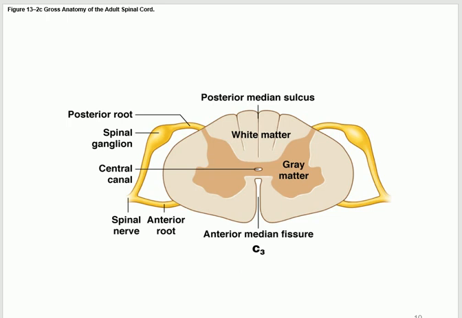What's the difference between fissure and sulcus? Look at this. If I get a knife and do like this only, this is a sulcus. If I go like this, it is a fissure. The fissure is a deeper cut. Okay? Where is the fissure? Anterior. Where is the sulcus? Posterior. This is what's determining right from left.